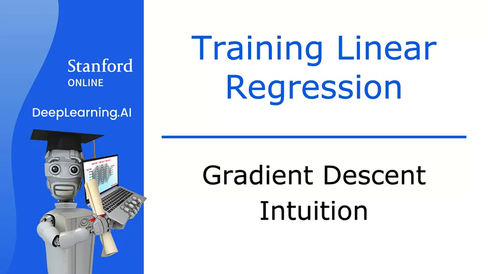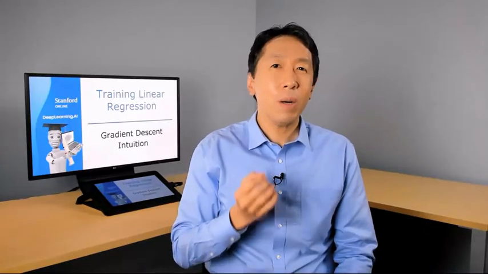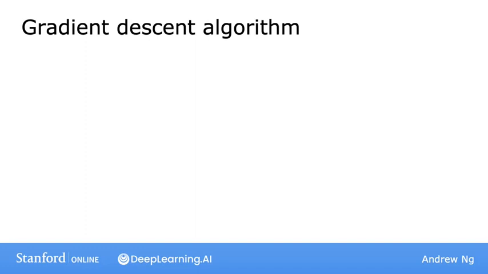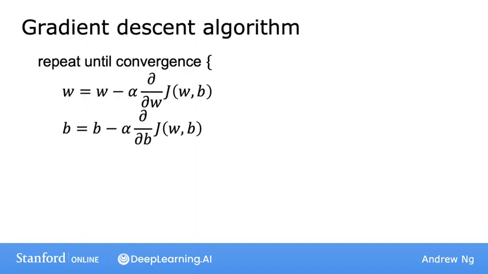Now let's dive more deeply into gradient descent to gain better intuition about what it's doing and why it might make sense. Here's the gradient descent algorithm that you saw in the previous video. And as a reminder, this Greek symbol alpha is the learning rate. The learning rate controls how big of a step you take when updating the model's parameters w and b.